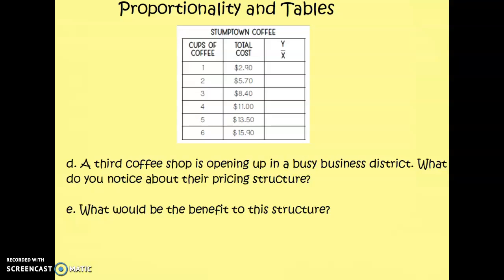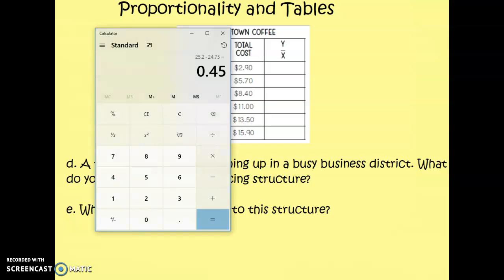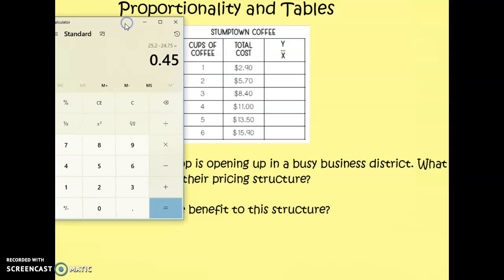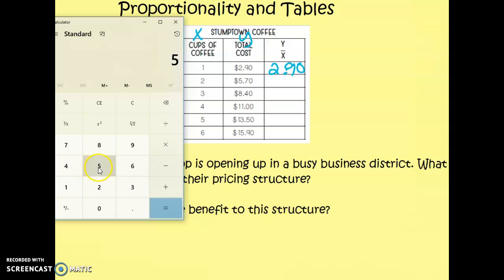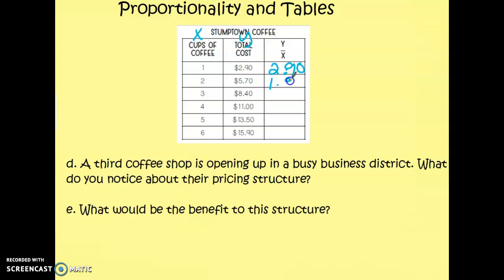Okay, there's another example. Okay, so we're going to look to see if this one is proportional. Okay, so first thing we have to do is divide each one of these. So this one would still be $2.90. Don't forget, first column is always X. Okay, so we've got $5.70 divided by 3. We get $1.90.